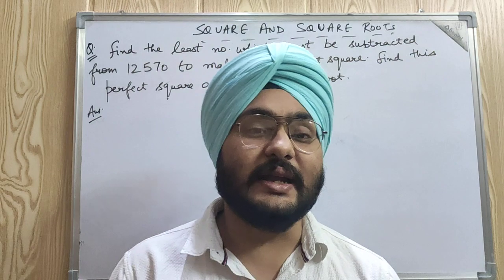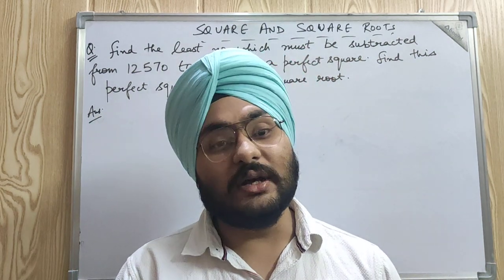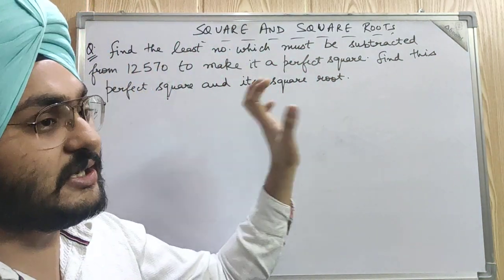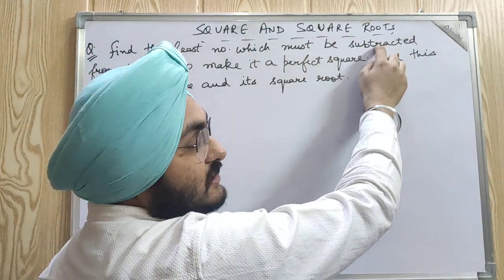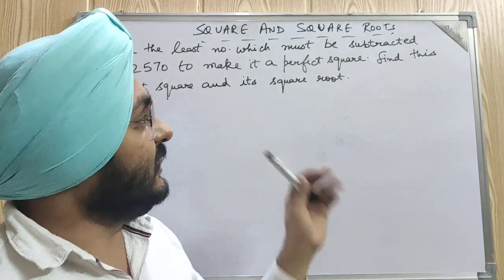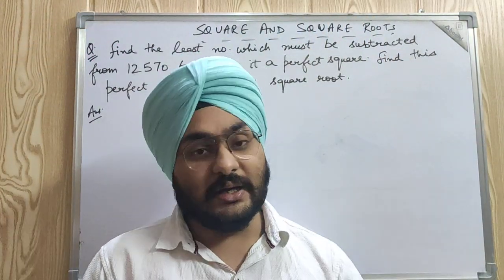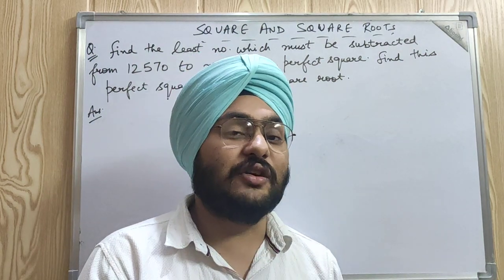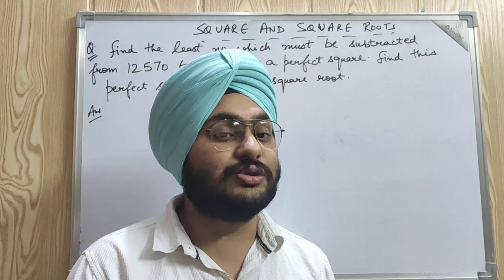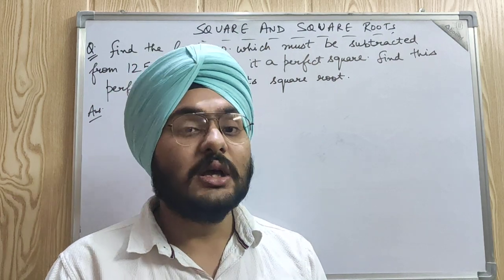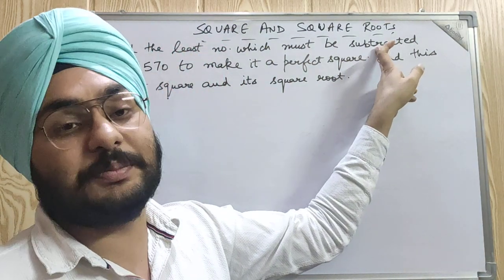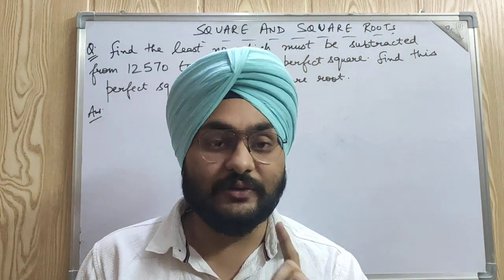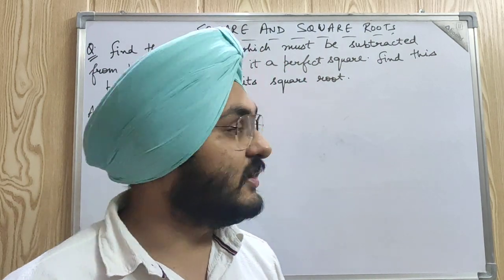In your first or second exercise, you have done the questions with multiplication and division. Instead of subtracted, we had find the least number which must be multiplied or divided. So in the case of multiplication and division, you will be using prime factorization, and in the case of addition or subtraction, you will be using long division. At the last, again we will be discussing the same thing.